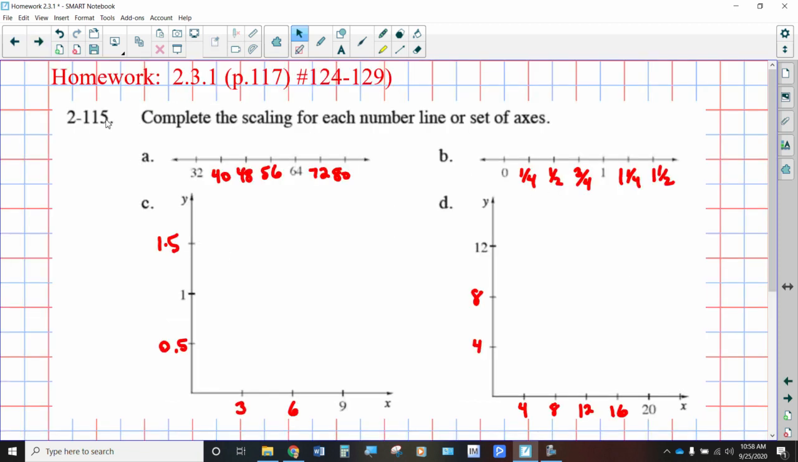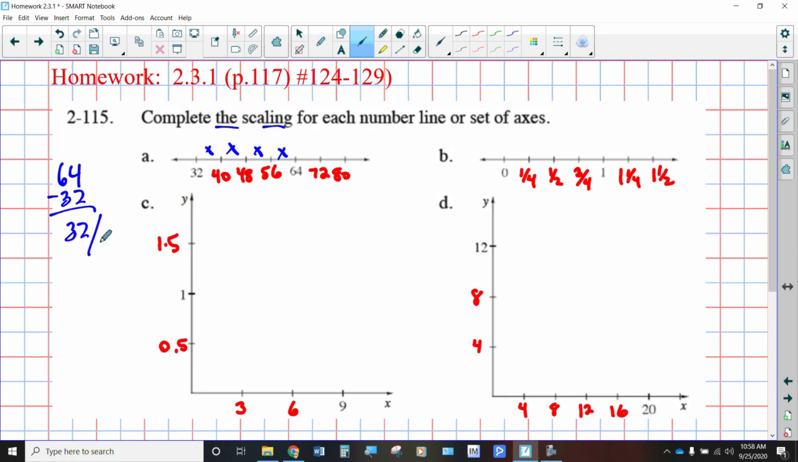All right, problem number 115. What are we doing here? We're properly scaling a number line. So here, to get from 32 to 64, you are going 1, 2, 3, 4 steps to get there, and 64 minus 32 is 32. So if it takes you 4 steps to go 32 units, how much is each step? It must be 8 per step. So we're going to count by eighths, and you will see that all that fits in nice and neatly.